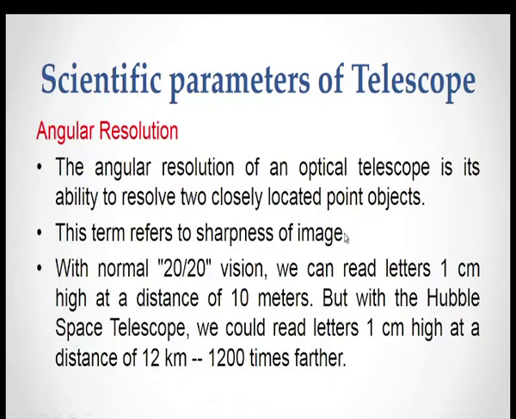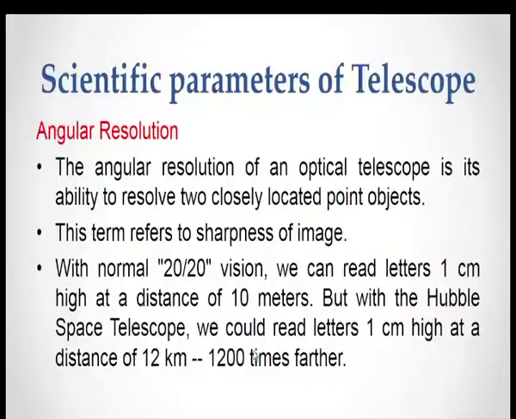The angular resolution of a telescope is its ability to resolve two closely located point objects. The human eye can resolve a separation of 1 arc minute. That is the resolution ability of a human eye. This angular resolution term refers to the sharpness of the image produced by a telescope. That is, if a telescope has a high angular resolution, it will produce a sharper image than the other telescope in use.